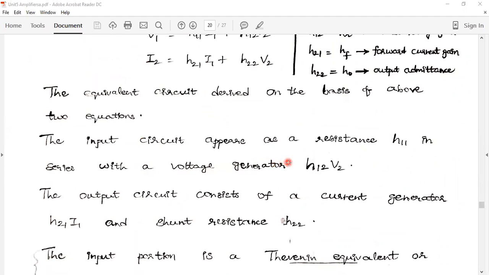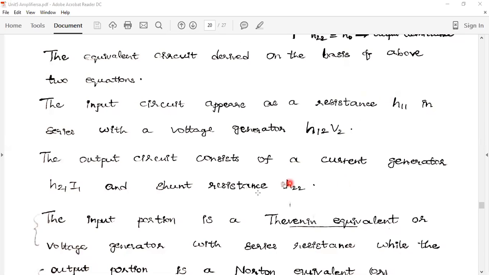The input circuit appears as a resistance H11 in series with the voltage generator H12 V2. The output circuit consists of a current generator H21 I1 and a shunt resistance H22.